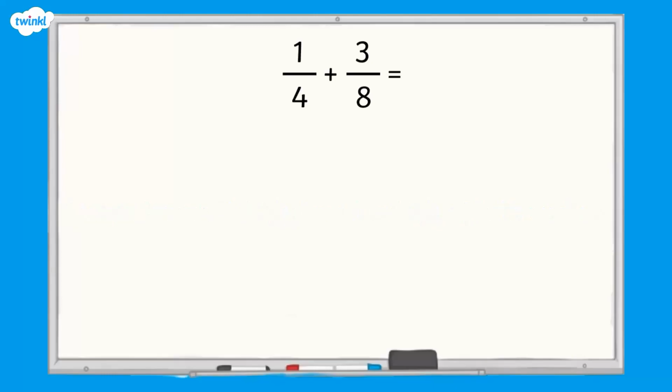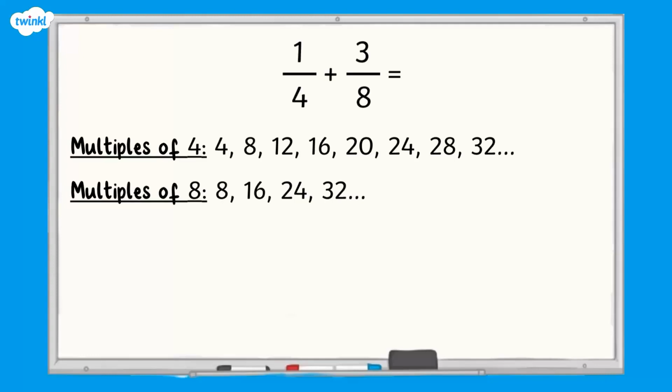To find the lowest common multiple of 4 and 8, we can list the multiples of each number to find the multiples that are the same. So, common multiples of 4 and 8 are 8, 16, 24, 32, and so on. The lowest of these common multiples is 8.